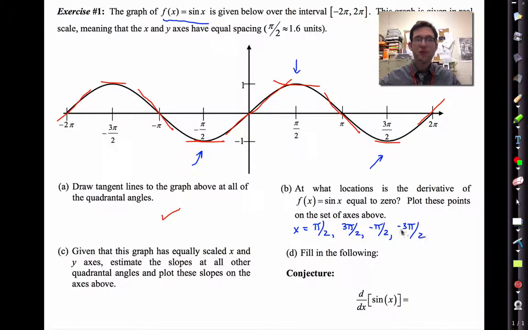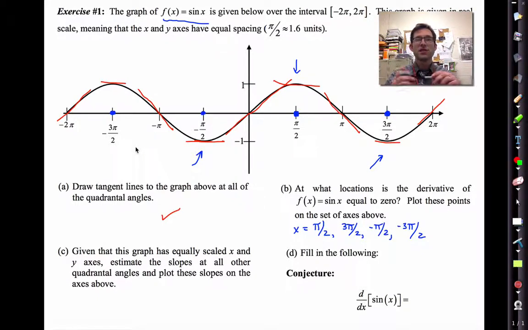And it says to plot these. Now, in other words, I'm actually plotting the derivative now. So the derivative of sine x at pi over 2 is 0. The derivative of sine x at 3 pi over 2 is 0, etc. So those blue dots that I'm putting on are actually the y-coordinates of the derivative function. In other words, the slope is 0 at those points.